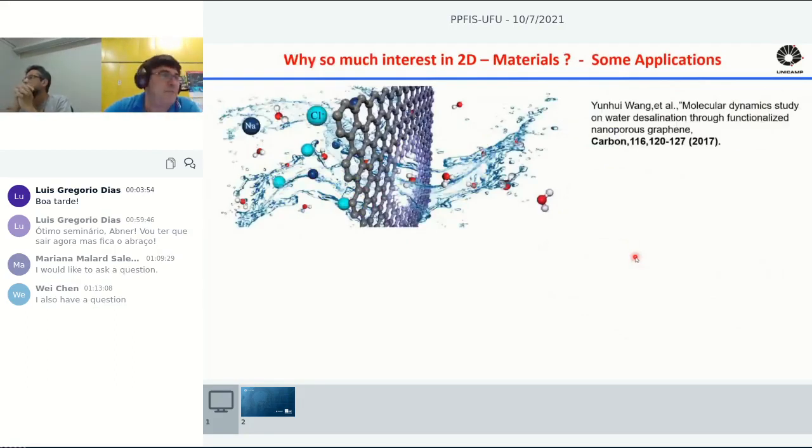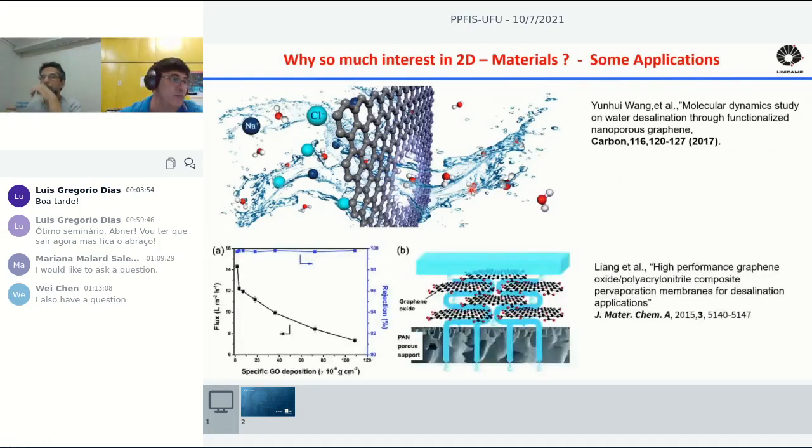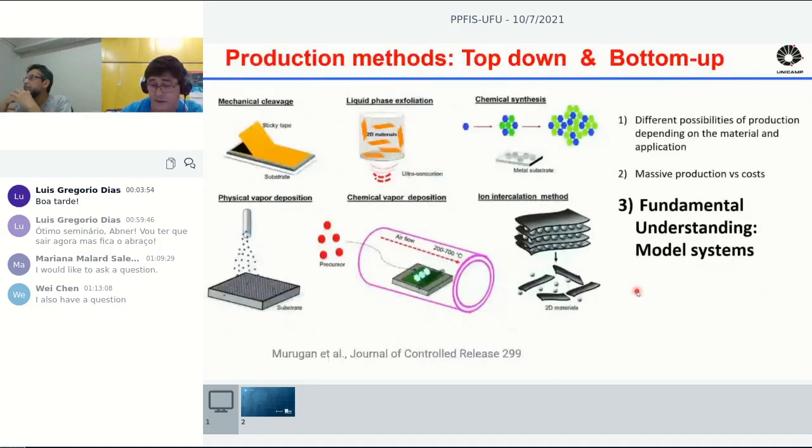Another example is really exciting to me because they wanted to use, for example, porous 2D materials like porous graphene for purification of water or desalinization of water from the sea. And this is a theoretical work, but after some predictions, we also have in practice people who have used graphene oxide to produce this porous graphene and create these membranes for desalinization of water. And it works quite nicely.